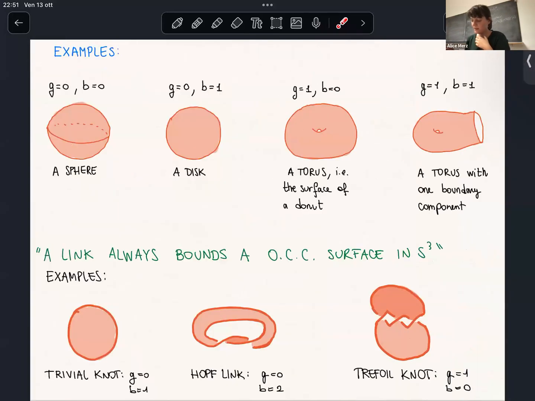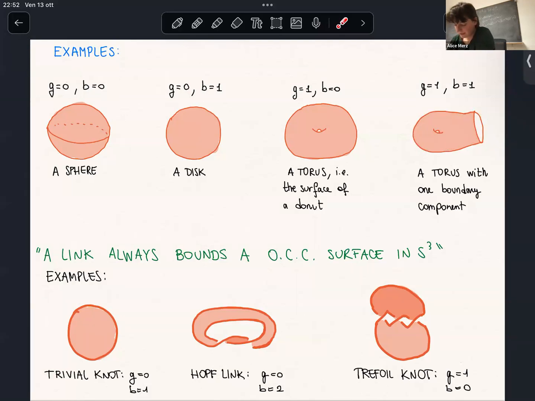And so let's see some examples. If I fix the genus equal to 0 and the number of boundary components equal to 0, we just have a sphere, the easiest of the surfaces. Then if I just increase the number of components by 1, I obtain a disk, another easy example of surface. If I increase the genus and just keep the number of boundary components equal to 0, I obtain a torus, so the surface of a donut. And if I just cut a hole in my torus, I obtain a torus with one boundary component, like in this picture.